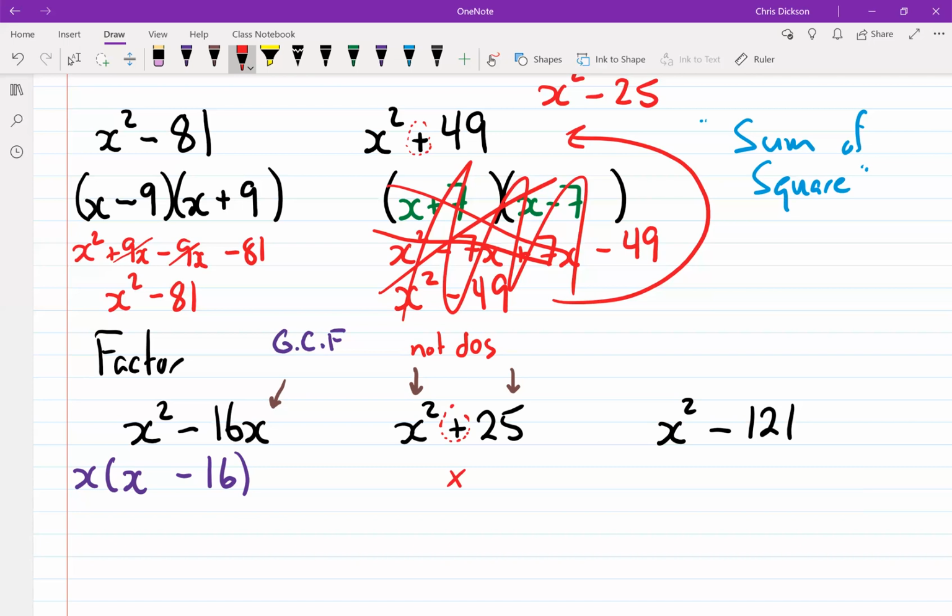Next term, we have x squared, which is a perfect square. We have 121, which is a perfect square. And we do have the difference. So we can factor this. So we get 2 brackets, x and x, and now 11 and 11, because the square root of 121 is 11. And you make one of them negative and one of them positive, and then you get your conjugates, and you are done.